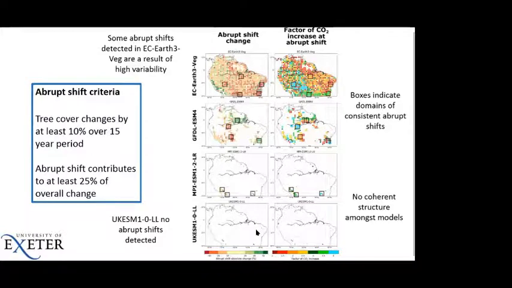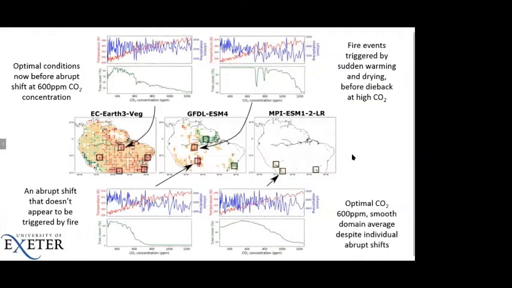Now you can see, across these models, some models predict a lot of abrupt shifts, some not so much, but there's no coherent structure amongst models. There's no one particular region where we can say a lot of models, or the majority of models, predict an abrupt shift. That just doesn't exist. But let's look at some of these cases in a bit more detail.